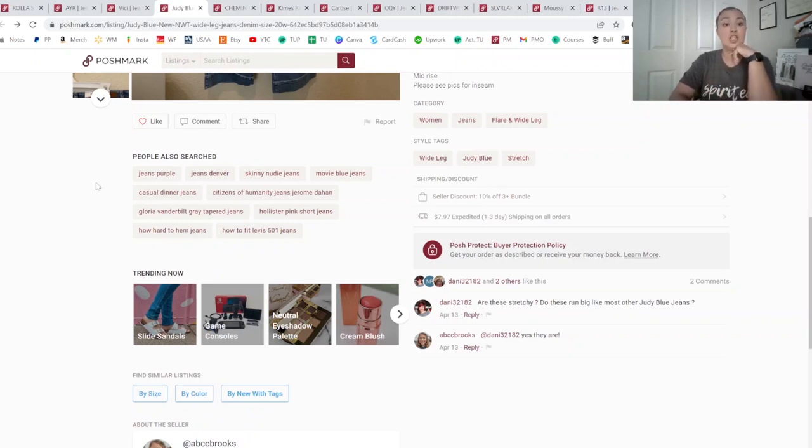Jeans purple, jeans Denver, Guinea nudie jeans. So nudie must be a brand because I've not heard of that, but people keep saying that. So that's something. That's already 2 right there that said nudie jeans that we need to look at. We need to look into that.